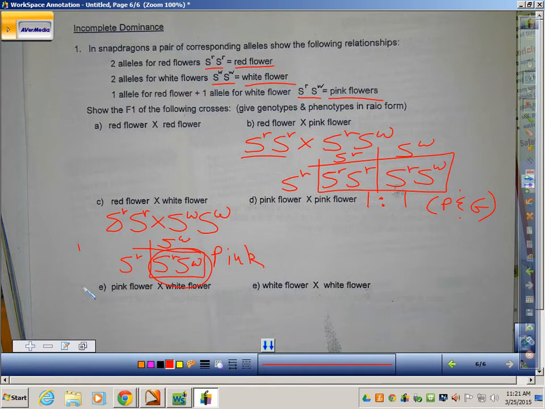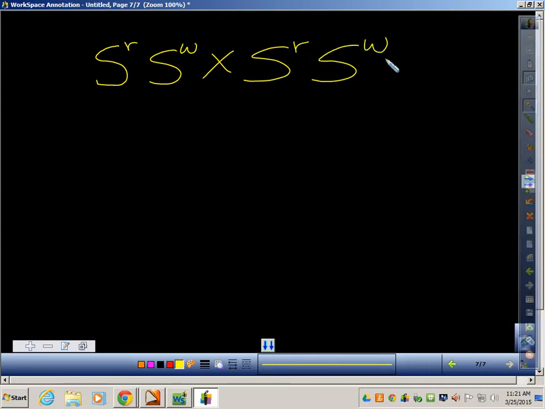Please cross a pink with a pink now. Do the next one. Pink with a pink. Step one, set up a cross. So knowing that both parents are heterozygous, you guys know what to do. The Punnett square doesn't change. Whether it's incomplete or complete dominance or codominance, you would still have to set it up the same way. It's just your results are different.